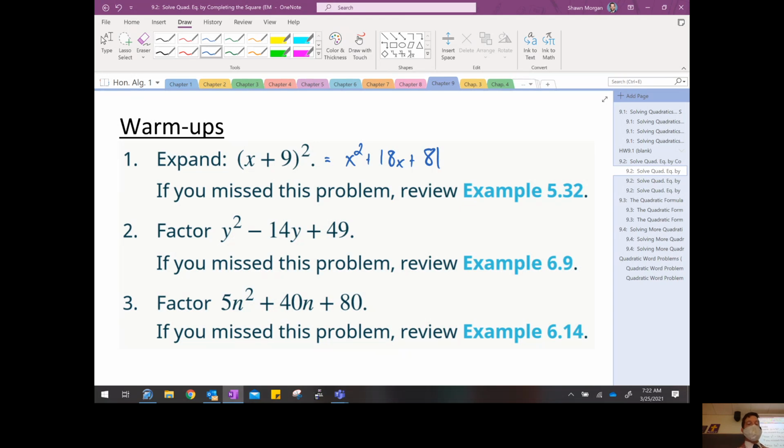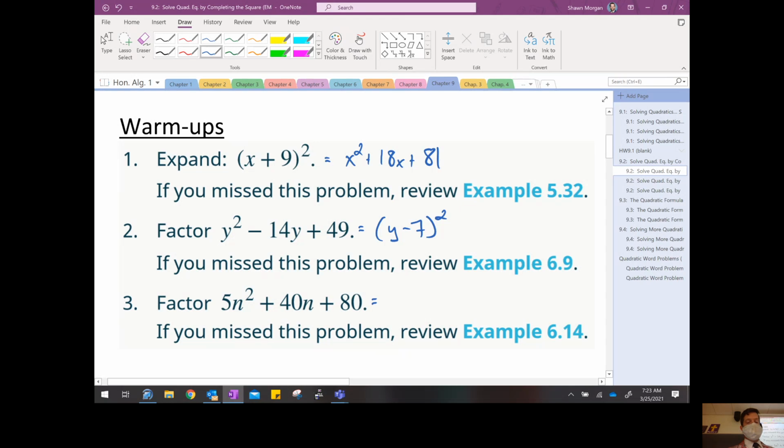All right, George, you want to do number 2 for us, please? Factor out that PST. Good, and we'll say y minus 7 quantity squared in this lesson because we're going to apply that square root method to that example. And Jack, what do you got for number 3, factoring that out?